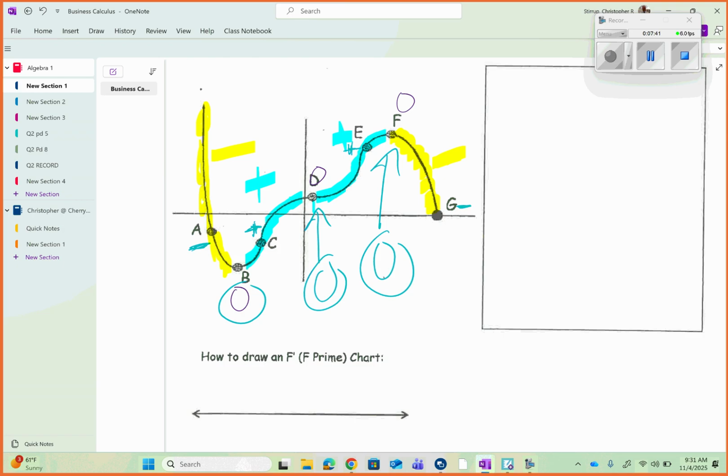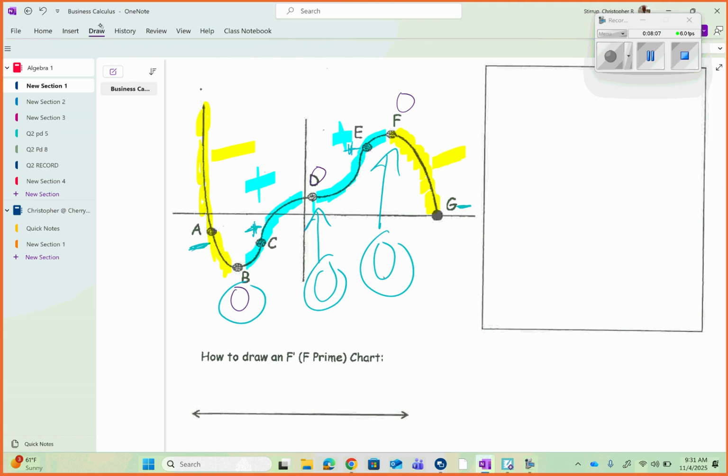If I plugged in any x value along this yellow or this yellow into the derivative, I'm going to get a negative slope. If I plug in any x value for the blue into the derivative, I'm going to get a positive slope. Now, I don't necessarily know what the slope is. I just know that it would be positive or negative. So that's kind of what we're going to do.